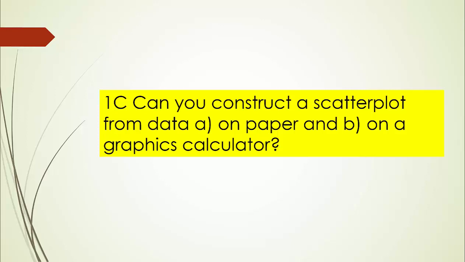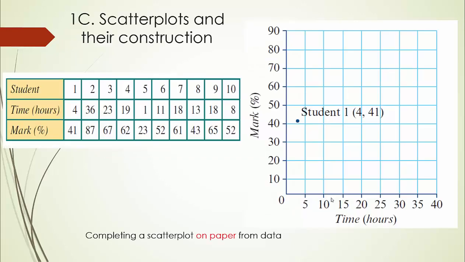Learning intention for 1C is to be able to construct a scatter plot both on paper and on a graphics calculator. Here is some data. As you can see, we have numerical data. If you remember, with two-way tables, you were dealing with categorical data. Now we're dealing with numerical data, so a scatter plot is more useful here.